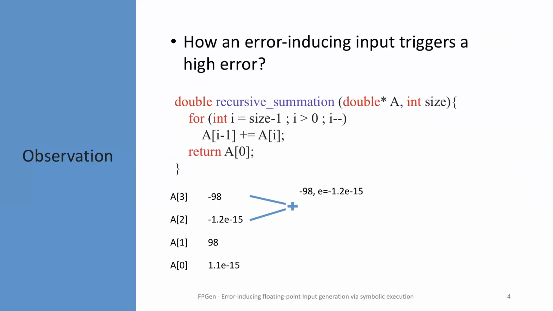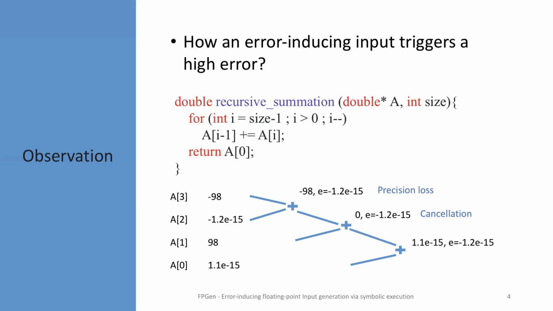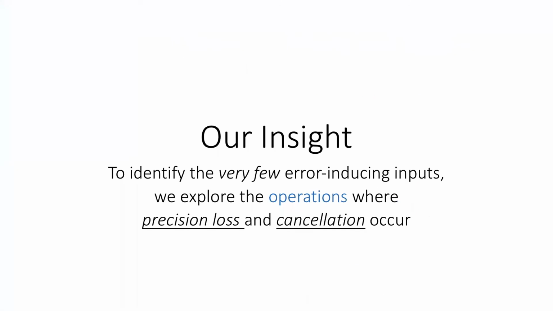This is a case of precision loss. In the second addition, it adds -98 to A1. The result is 0. This is a cancellation. After the third addition, it computes the sum of the 4 elements as 1.1 times 10 to the -15, and the error is -1.2 times 10 to the -15. This is a very high relative error. Our insight about generating error-inducing inputs is that we should explore the operations where precision loss and cancellation occur.